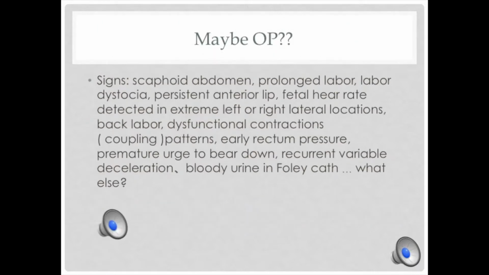So what are the signs of OP you observe at the bedside? For example, irregular shape of the abdomen, scaphoid abdomen, prolonged labor, labor dystocia, persistent anterior lip, fetal heart rate detected in an extremely lateral location, back labor, dysfunctional contraction pattern, where you see doubling, tripling, couplet contraction patterns, early rectal pressure, premature urge to push, and recurrent variable decels, which are also very common.